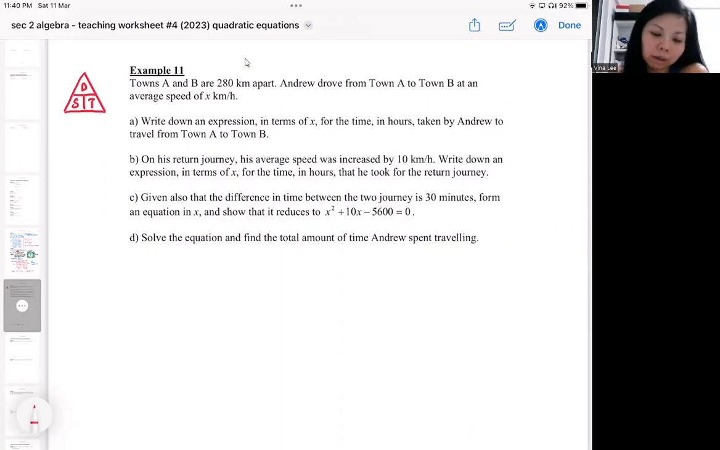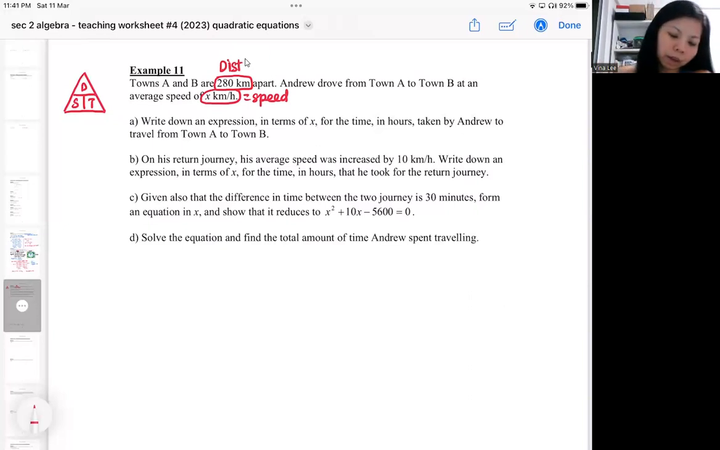Okay, so let's try to understand the question first. Two towns are 280 kilometers apart. So essentially this one is the distance. And then Andrew drove from town A to B at a speed of this. So this is the speed. Look at the distance, it's 280 kilometers. The speed is X kilometers per hour. So the kilometer is matching already.